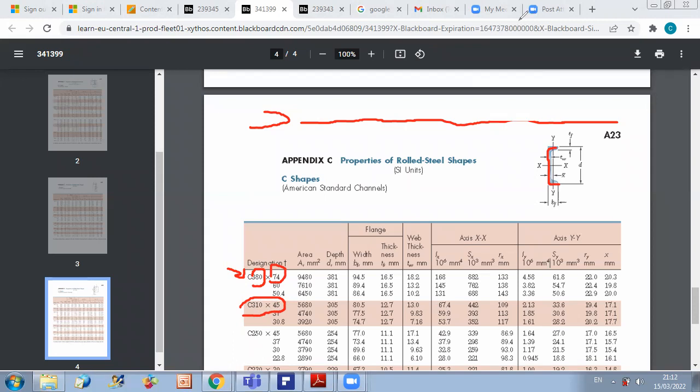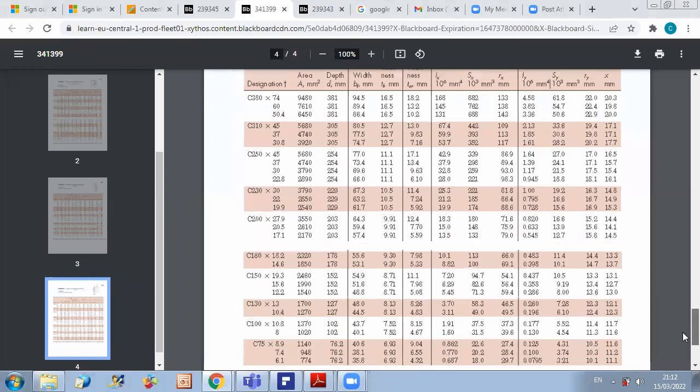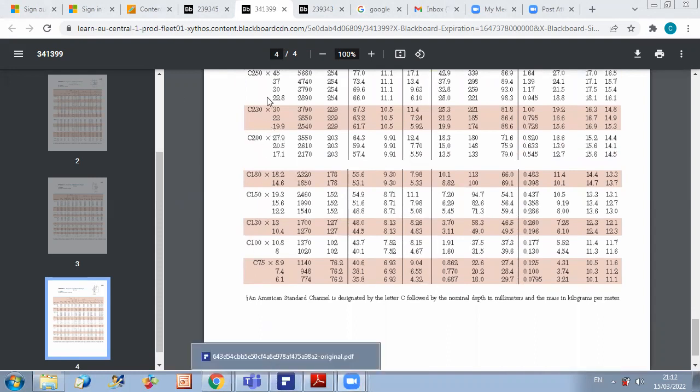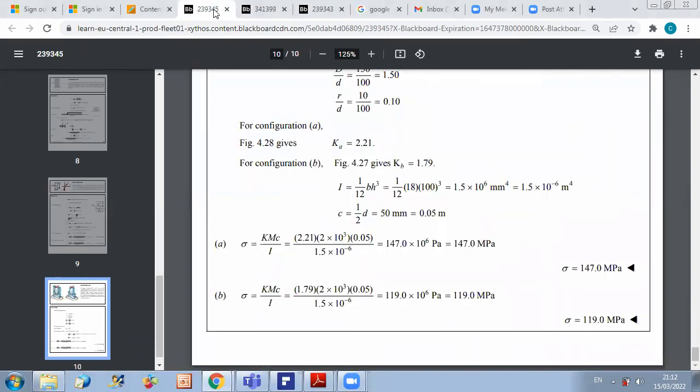So this is in brief how we can use this appendix. We'll use it to know the properties of a section, knowing just its name. To do a small practice on this, we'll solve this problem.